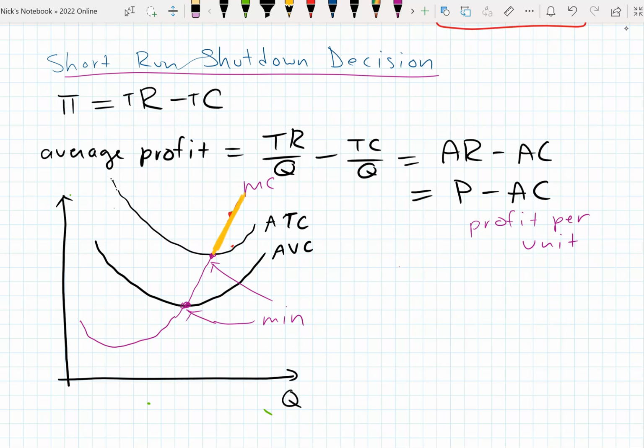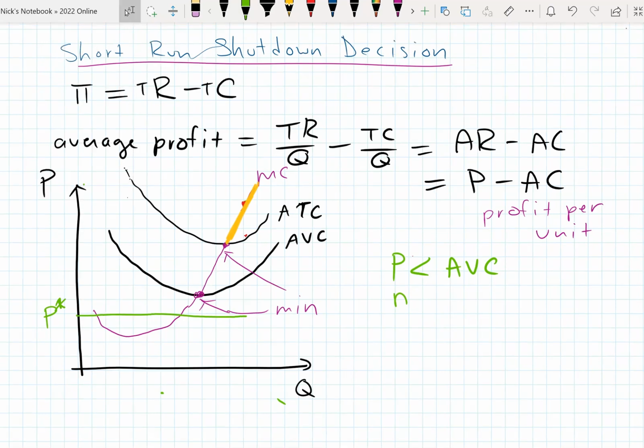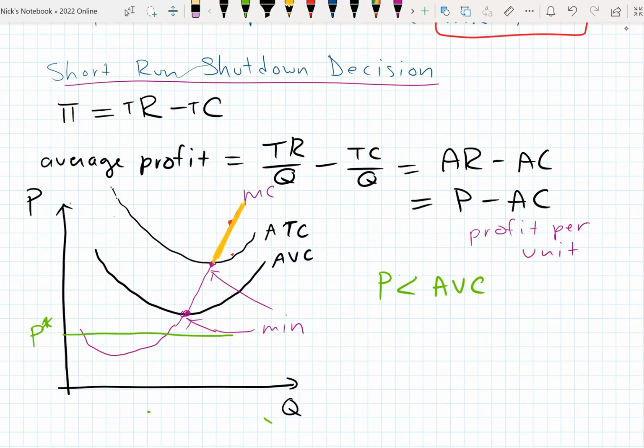Now we say, well, what if our price was super low, like down to here? This is our price, and the question is, will we produce? If our price is super low, so let's suppose our price is less than our average variable cost, then are we going to produce? The answer is no, you shut down. If our price goes below our average variable cost, we're going to shut down. The price is too low, and this right here is our shutdown point. Any point below there, we're not going to produce.